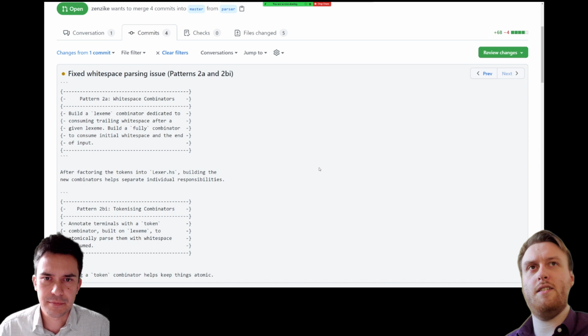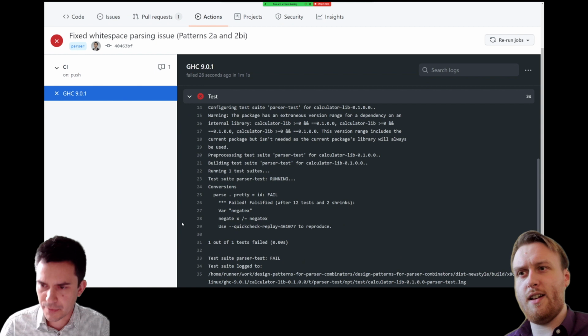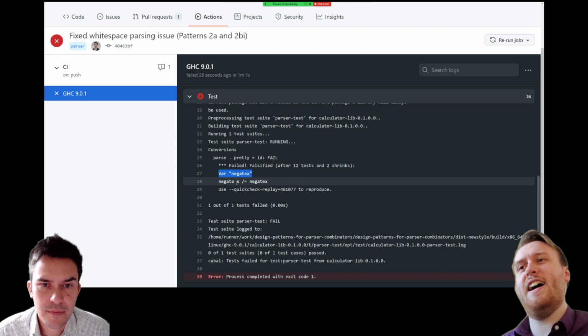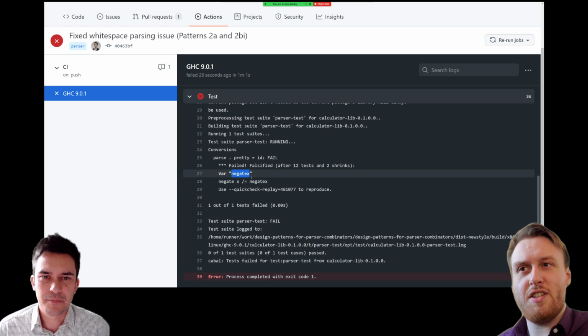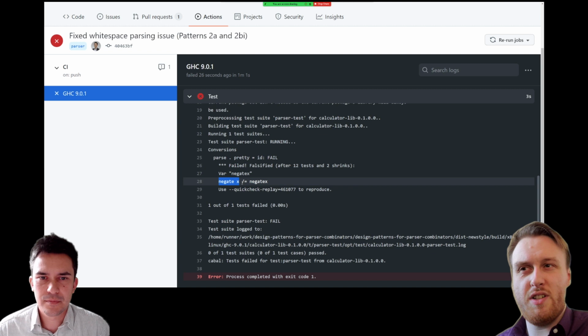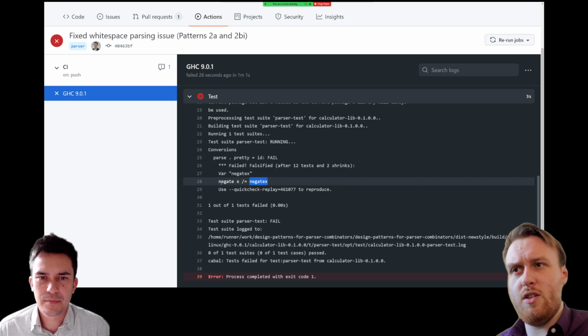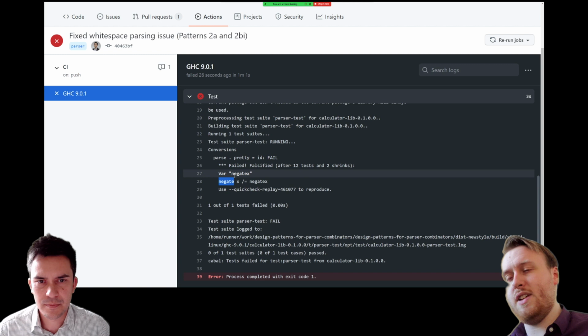Let's check on the CI then. Hopefully things are working out okay. Oh, it looks like they're actually still failing. Okay, what's going on this time? So we're taking in var negatex. Right, classic issue. What does negatex mean? So this is just a variable name that our unit tests are using. And what we can see here is the pretty printed result from our parser and what we expect it to be. So it looks like our parser is actually splitting this identifier, negatex, into negate of x, which is not the same as the actual variable itself.